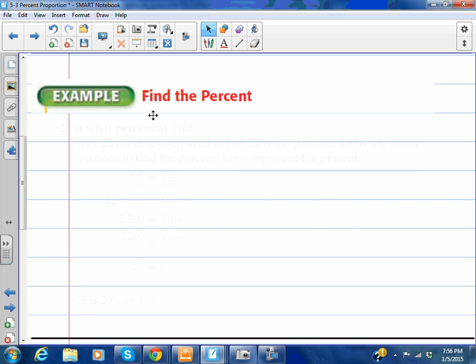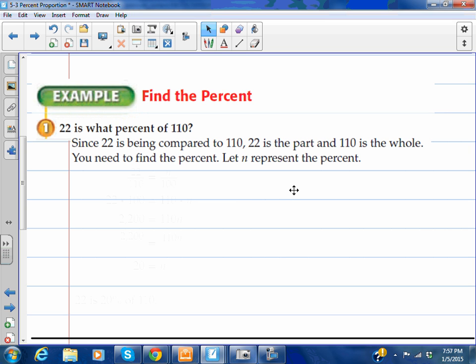So to find a percent, if we're looking at 22 is what percent of 110? Since 22 is being compared to 110, 22 is the part and 110 is the whole. So you're always looking at what am I comparing, right? A ratio comparison of two numbers. So you need to find the percent. So you can let n, or whatever variable, represent the percent.